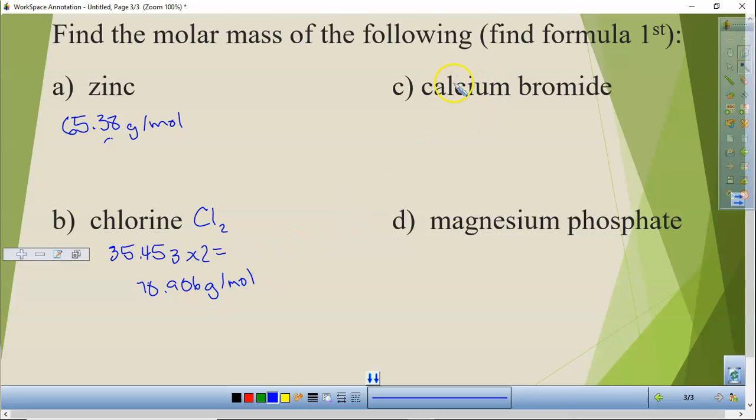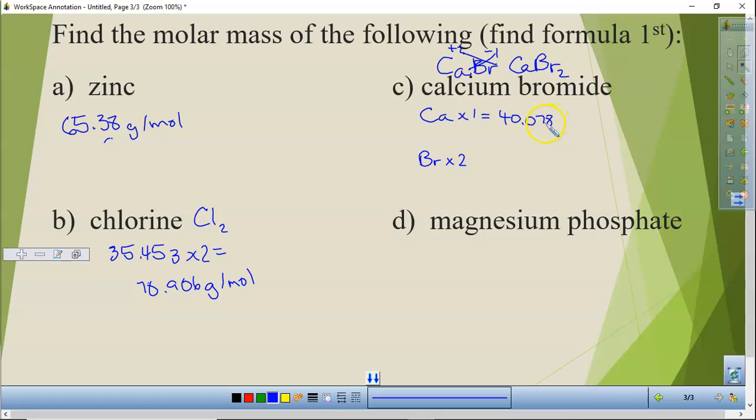So let's go up here to calcium bromide. We need to write the formula. The symbol for calcium is Ca. The symbol for bromine is Br. Calcium's oxidation number is +2, bromine -1. So we crisscross those and make them subscripts. The formula is CaBr2. To find the molar mass, you do calcium times 1, bromine times 2, and add those together. Calcium on your periodic table is 40.078, but since it's times 1, it's just that mass.